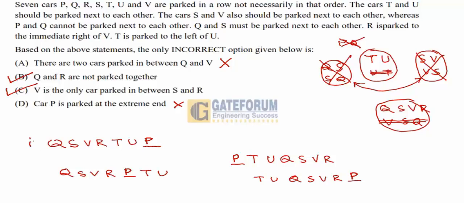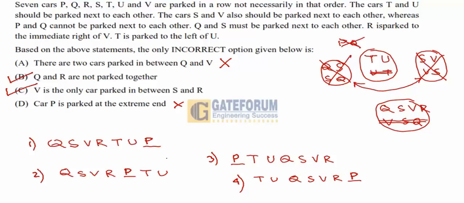These are the four options, the four cases that could have happened. All of them fulfilling the criteria, and hence B and C would be the correct ones, and the incorrect ones should be A and B. So, I mean, nowhere it is said that you cannot be parked at an extreme end. Nothing of that sort has been written.